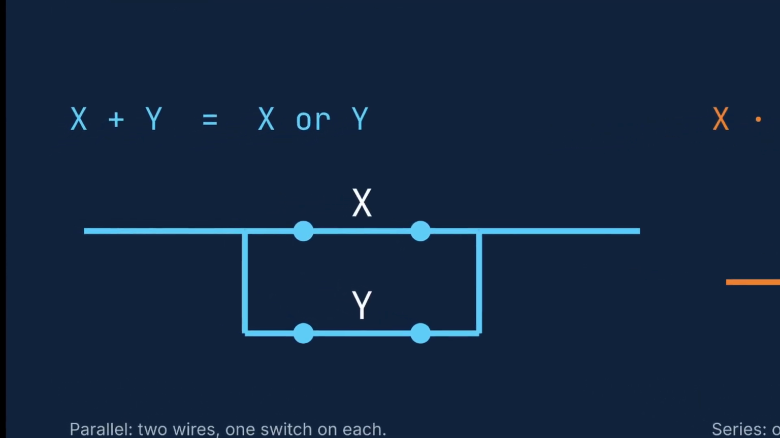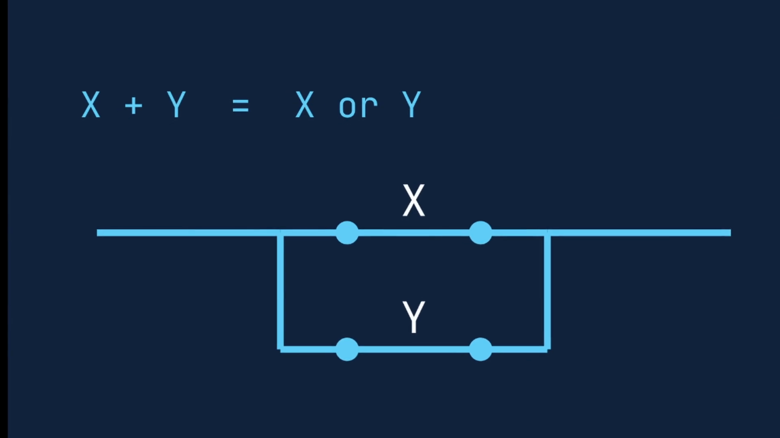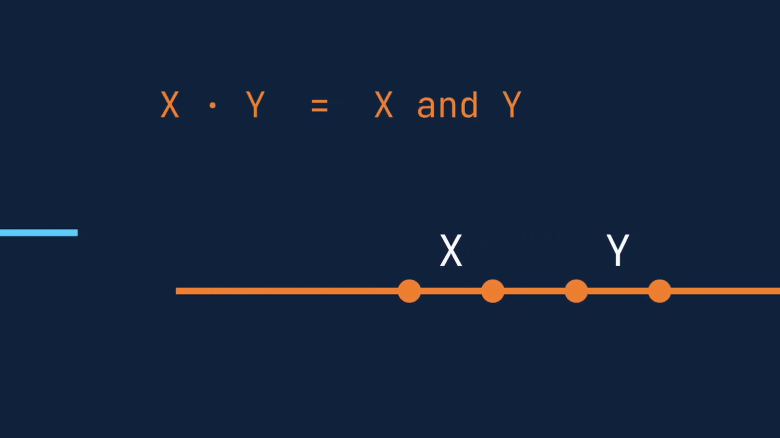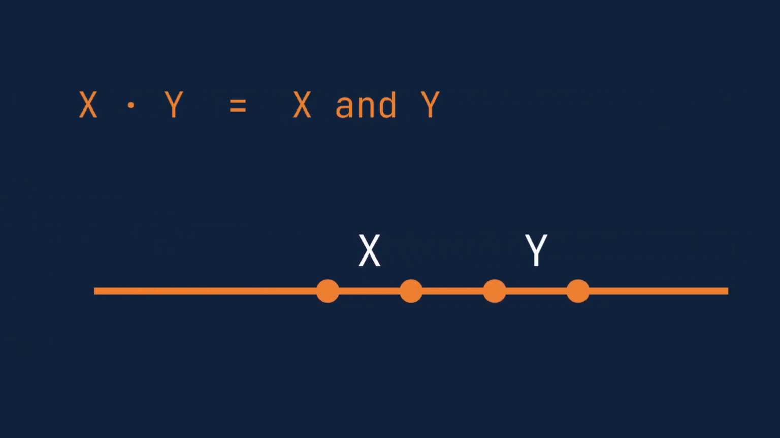Think OR, because the light comes on when either X or Y is closed, because each wire has its own switch. Electricity has 2 different paths it can travel. X times Y means a series. Think AND, because the light comes on only when both X and Y are closed. Series means 1 wire with 2 switches.